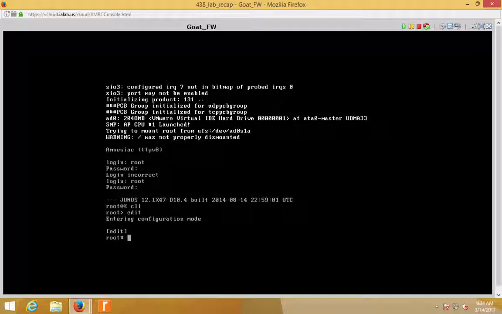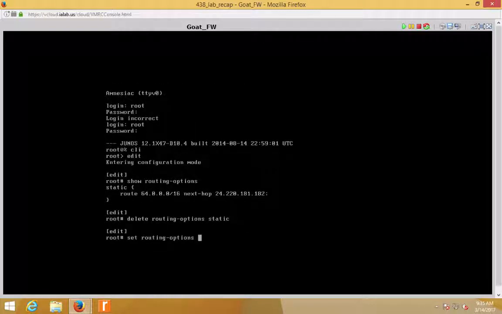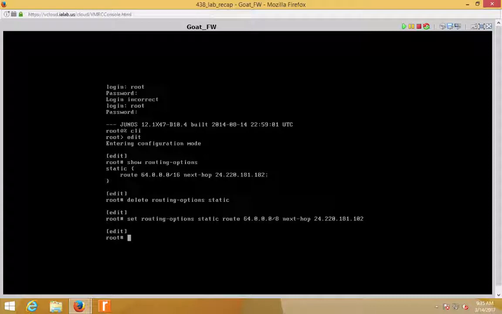First thing I'll actually do is the fix that we had to do. If we look at routing options, I have a typo. And this next hop, 24.221.181.182, goes to nowhere. So we needed to delete routing option static and then set routing option static route 64.0.0.0/8, next hop 102, like so. That was the fix to make things happy.